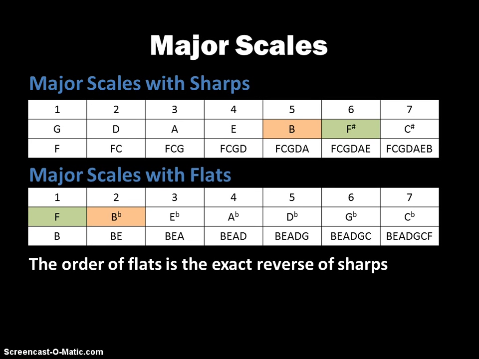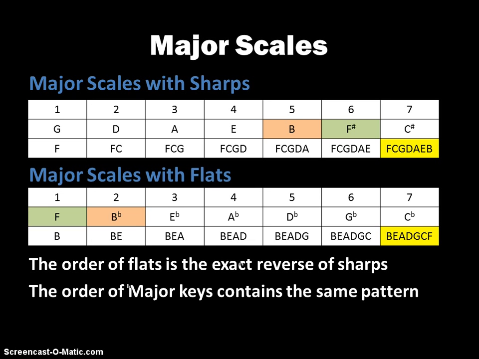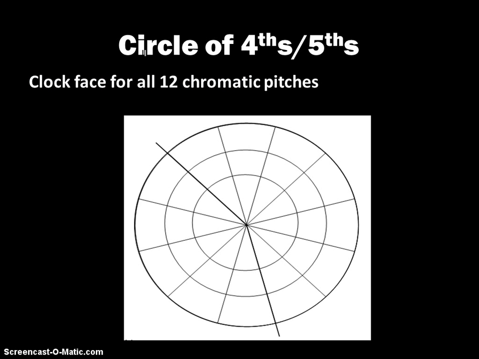So, recapping, the order of flats is the reverse of the sharps, and the order of the major keys does contain the same pattern, but it is offset. It would be super convenient if the G major scale had something similar to that, but actually that wouldn't make any sense. You couldn't have the G major scale with a G sharp. But since we've got 12 keys and we've got the same thing forwards and backwards, it works really well to organize things in a circle or a clock face, right?